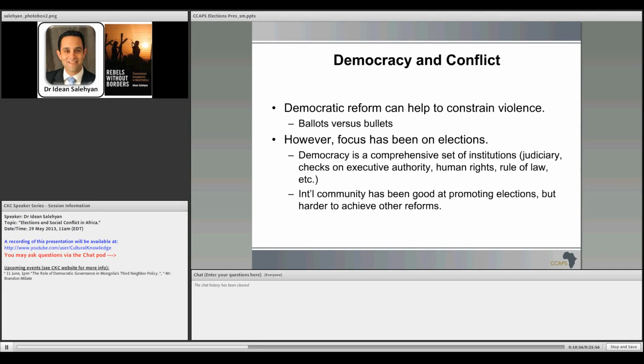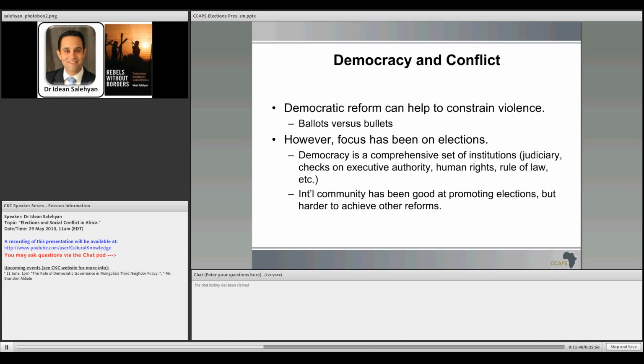So again, there's been good evidence that democratic reform can help to constrain violence. As actors trade bullets for ballots, they go to the polls and compete for political power that way rather than fighting with guns. However, the focus of the international community and U.S. foreign policy, and not just the U.S., but multilateral agencies and some of our European allies and partners, has largely been on elections, on election monitoring. And we've actually been pretty good at promoting elections. We know the mechanics of how to hold polls in countries, including in very difficult environments.